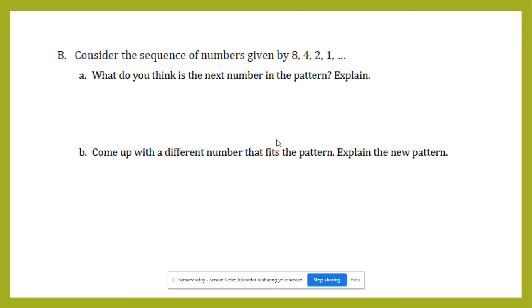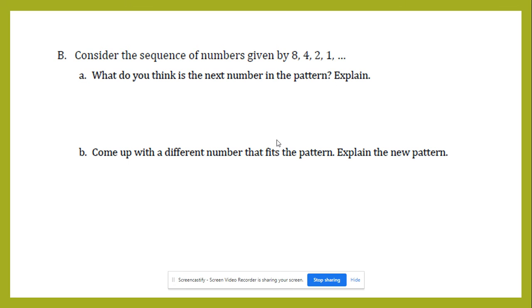Let's look at some numbers. It is math class. We have to play with some numbers, of course. We're going to consider this pattern of 8, 4, 2, 1. There's a couple different ways that we can actually work with this. So what do you think is going to be the next number in the pattern? What does your gut tell you? Do you notice that maybe it is divided by the same number every time, adding the same number every time, subtracting? What do you think?